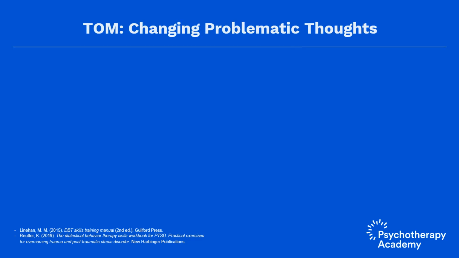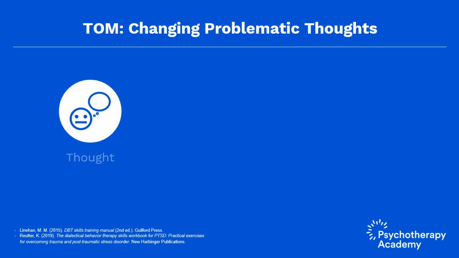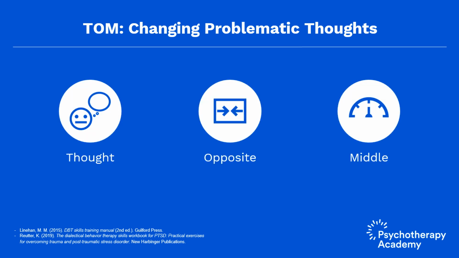Sometimes once we become more aware and accepting of our thoughts, we realize that we need to do something to actively change those thoughts. When that's the case, TOM is a simple acronym which stands for thought, opposite, and middle. So that's how we help our clients change problematic thoughts. First, help the client identify an ineffective thought that they're having. Next, help the client identify the exact opposite of that thought. And finally, help the client identify a thought that is somewhere more in the middle. So that's the basic sequence here: thought, opposite, middle. Let's talk about those steps in a little more detail.